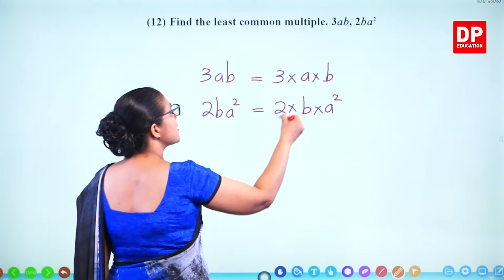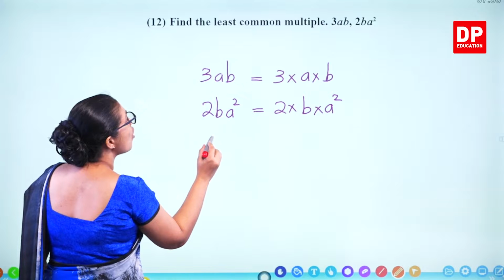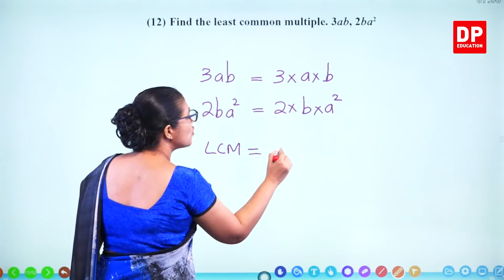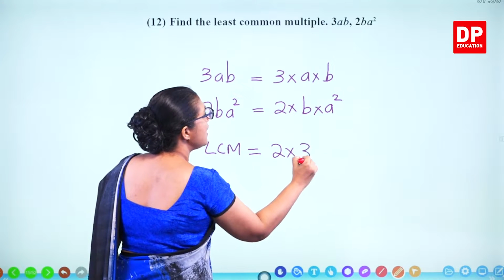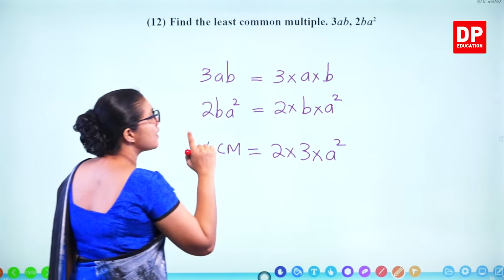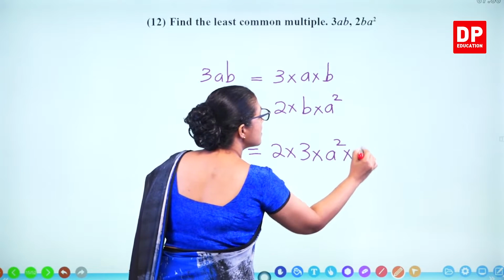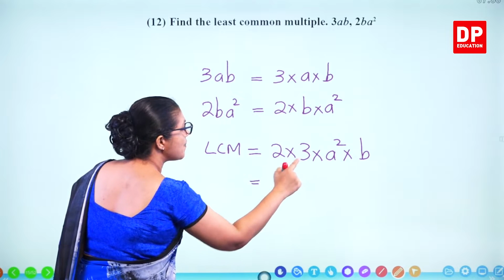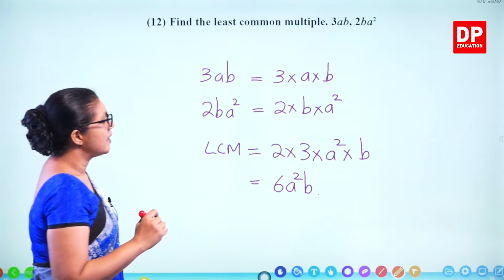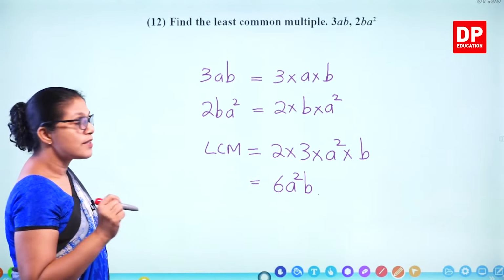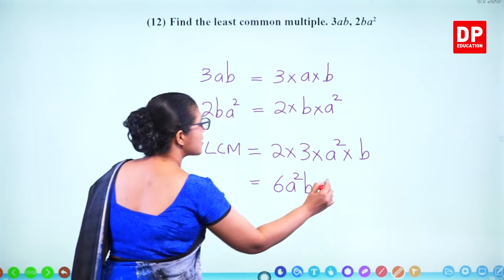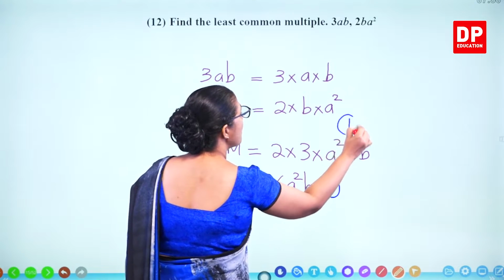So when you take the maximum power, what's the lowest common multiple? Now, for the lowest common multiple, you have to take 2, 3, and when you take a squared, you have to take it, and b once. So what's the answer? 2 times 3 is 6, a squared, b. So that's the lowest common multiple. So you can get 2 marks, 1 mark and 1 mark to identify.